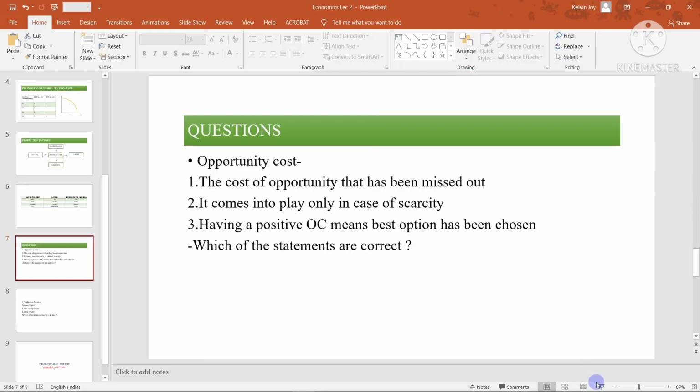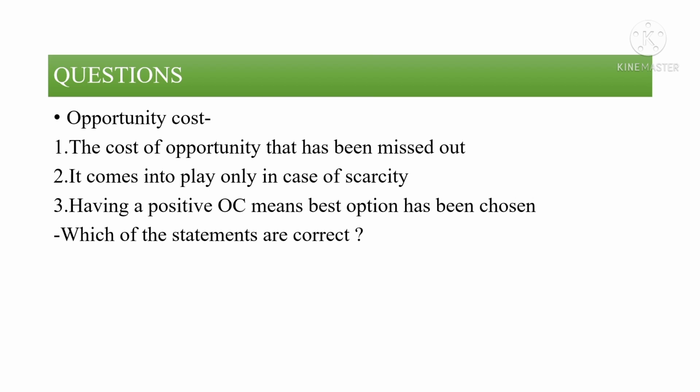Now that we are done with the theory part, let's take up some questions. Question number one is about opportunity cost. Statement 1 says that opportunity cost is the cost of the opportunity that has been missed out. The second statement says that it comes into play only in case of scarcity. Whenever there is scarcity, there is opportunity cost in the picture. The third statement says that having a positive opportunity cost means the best option has been chosen. You have 5 seconds to think about this, answer in your mind, and then we'll discuss.